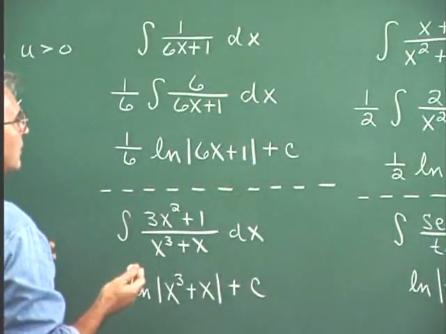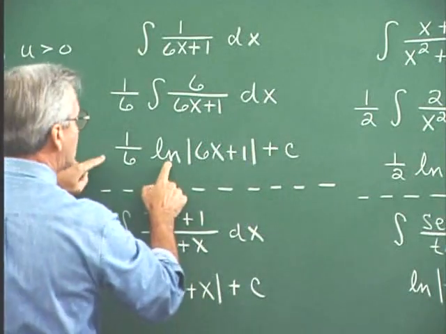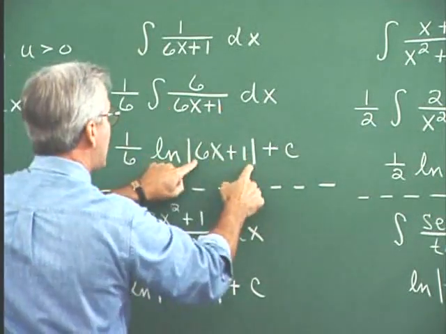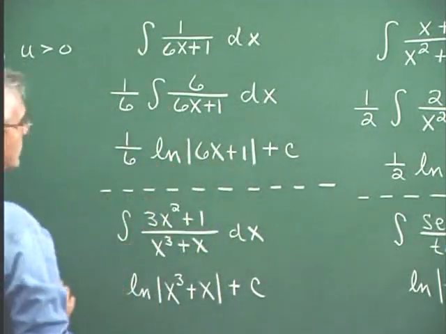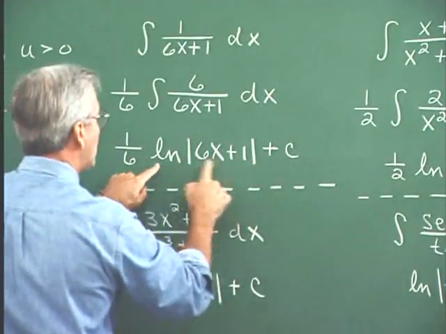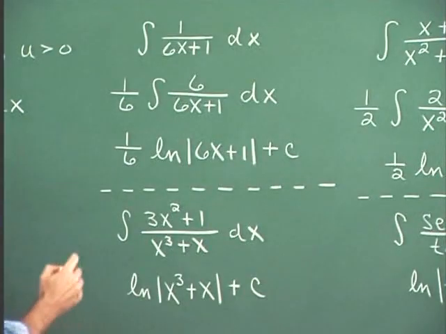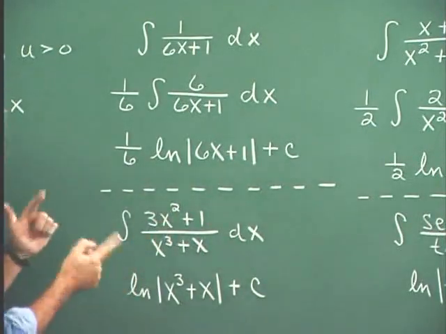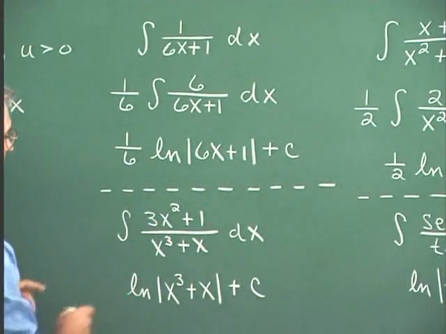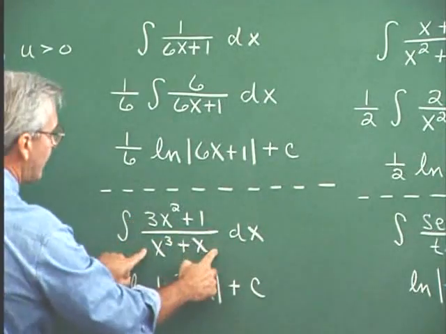So that integral then is natural log of the absolute value of the denominator. And that's really all there is to it. So it's 1/6 natural log of the absolute value of the denominator plus a constant. Here's another one. And again, we're just looking for that u prime over u idea, and we're asking ourselves, is this the derivative of that?